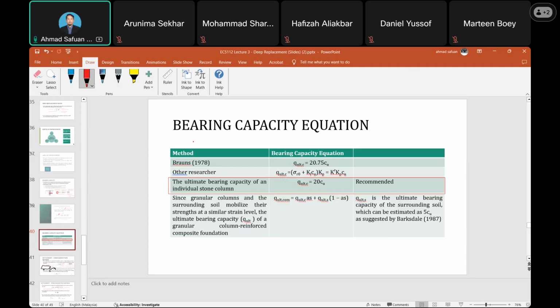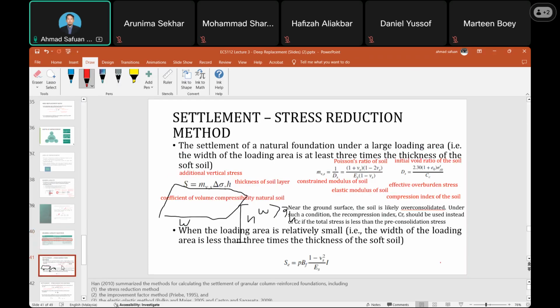Okay, so that is for the bearing capacity. Then we may use this equation to determine the capacity. Now we look at the settlement. So I need to erase this one.